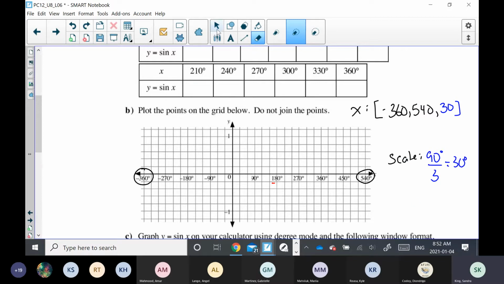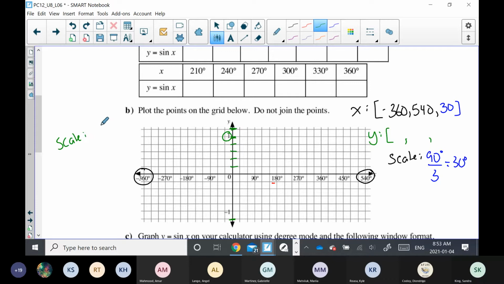Let's do our Y's now, and then we're going to type this in on our calculator. For our Y values, the minimum Y value is this guy, the maximum Y value is this guy, but we have to figure out what our scale factor is first. Count how many hatch marks it takes to get to the number 1. So 1, 2, 3, 4, 5. You take that number and divide it by the number of hatch marks. 1 divided by 5 is 0.2. What that means is this is 0.2, 0.4, 0.6, 0.8, 1, 1.2. So the minimum is negative 1.2 to 1.2, and the scale is 0.2.